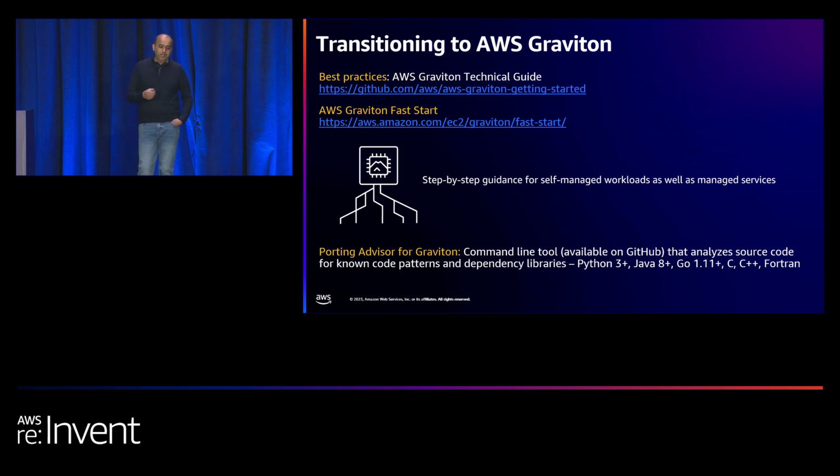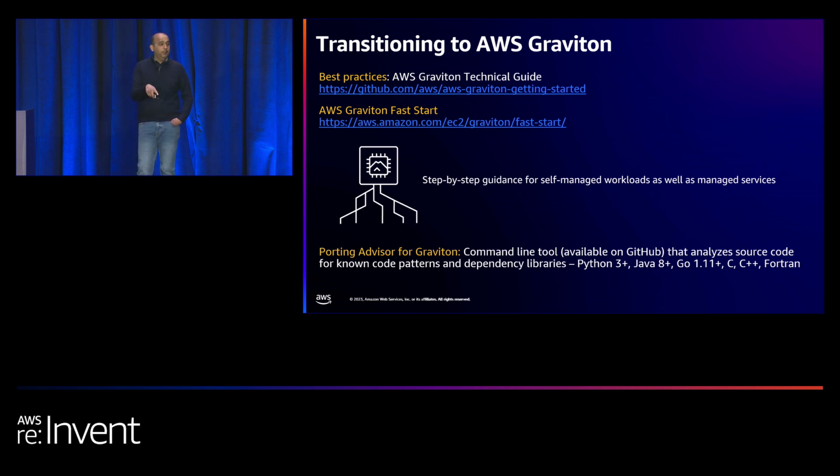In addition, we also have a program called the Graviton Fast Start Program. And this really is step-by-step guidance for how you can move your workloads either running directly on EC2 or through any of the AWS managed services.